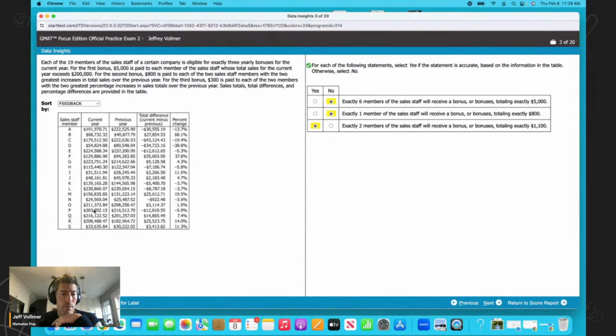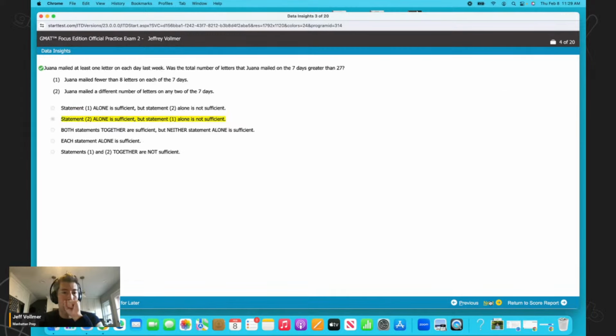Sort by the first column. There were 7 people who made over 200,000, so not 6. There's actually no one who received a bonus of exactly 800, because the people who got the $800 bonus also received the $300 bonus. So those people each got $1,100, which is what the second option says here. Kind of want to get to the flights problem.